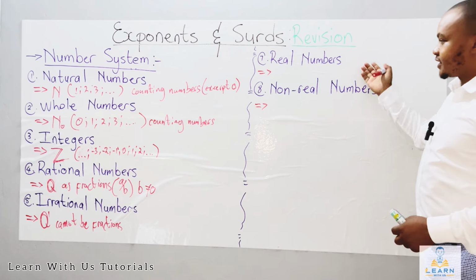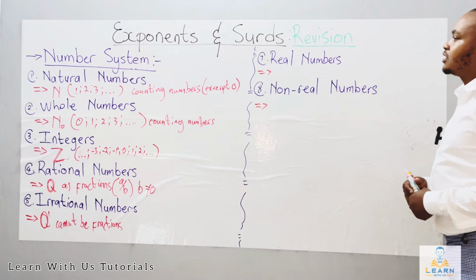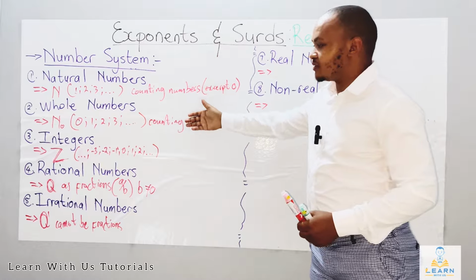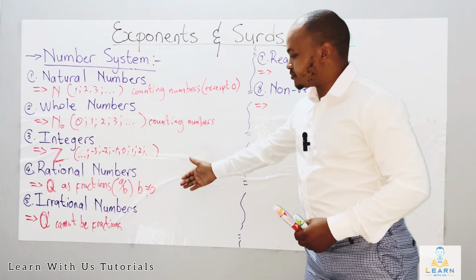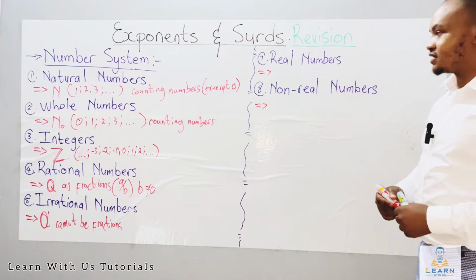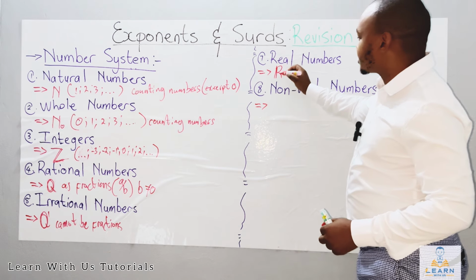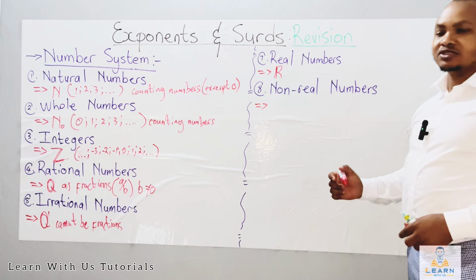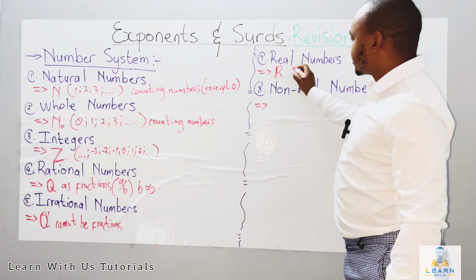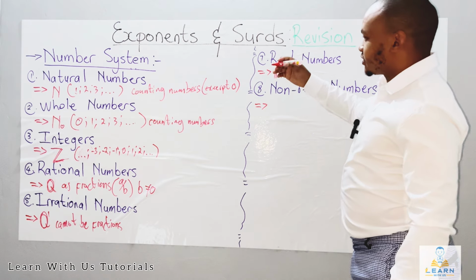We are moving to real numbers and non-real numbers. Okay, with real numbers, these include natural numbers, whole numbers, integers, rational numbers, irrational numbers. All of them are included in real numbers. And with real numbers, we would notice that the sign is like the capital letter R, denoting that these are real numbers. Okay, inclusive of, I'll just write the signs. Let me just write all the signs there.